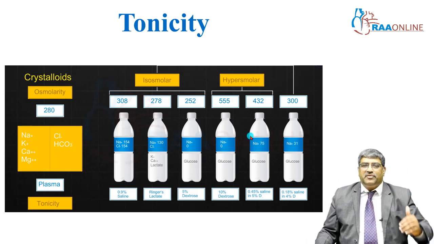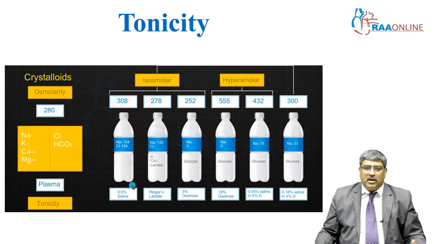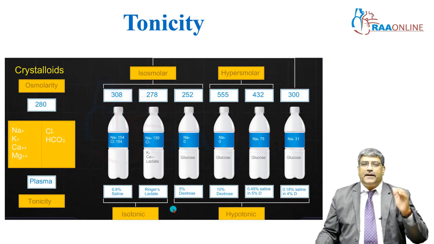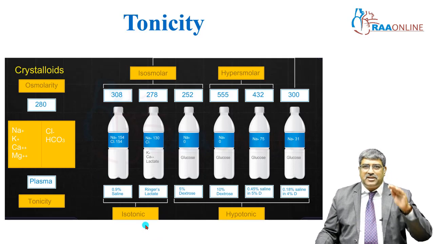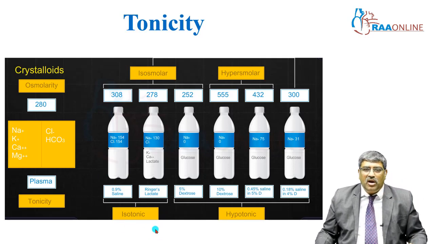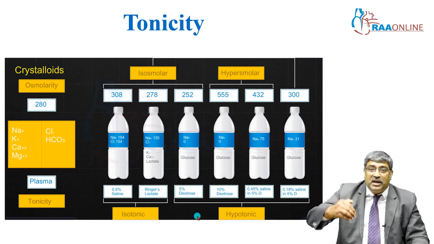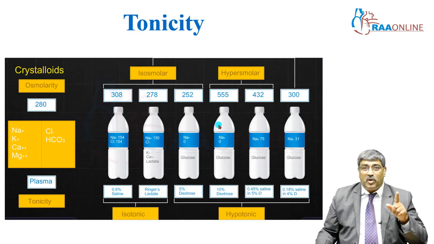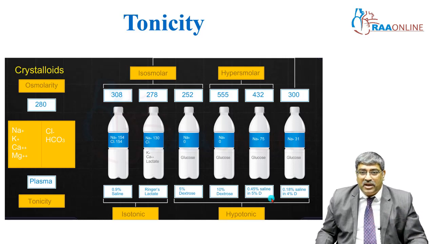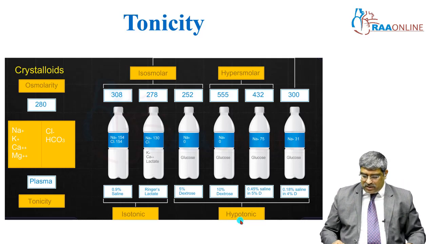But what happens when they go into the intravascular compartment? In isoosmolar fluids, like your 0.9% normal saline and ringer lactate, even when it goes into the intravascular compartment, the tonicity is maintained, the osmolarity is maintained, so it is called isotonic. But the dextrose containing fluid, whenever it enters the vascular compartment, gets metabolized, and what was hyperosmolar outside the body, as the dextrose is metabolized, becomes hypotonic. You should have this understanding when you administer dextrose containing fluid.